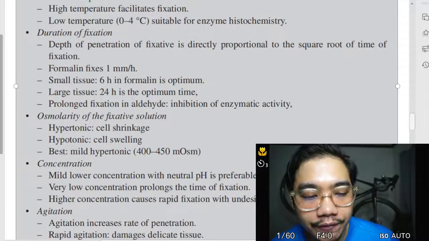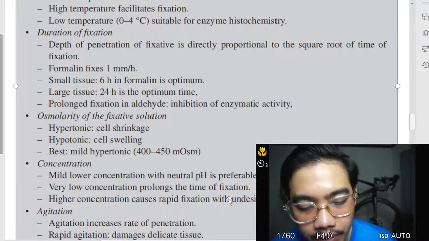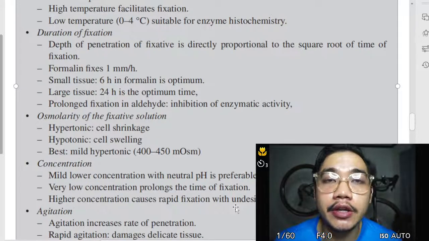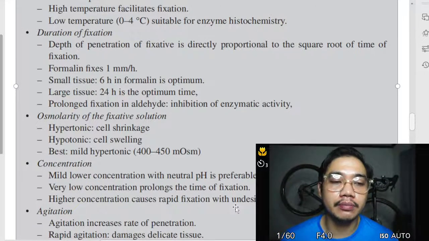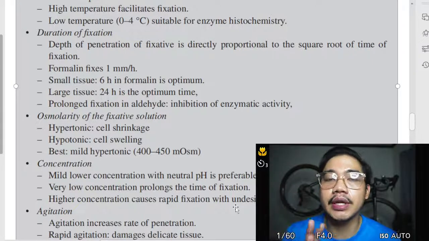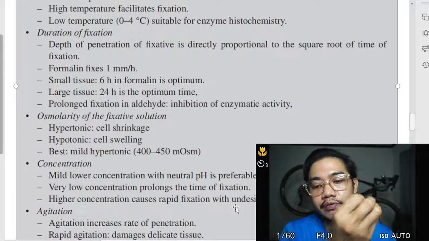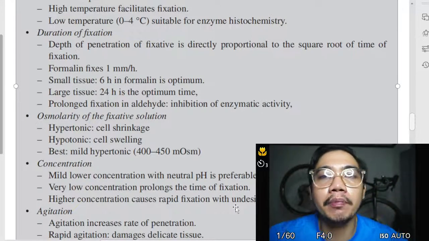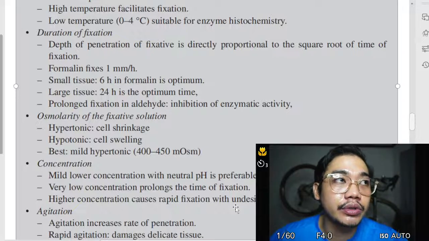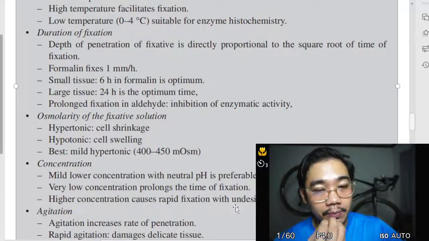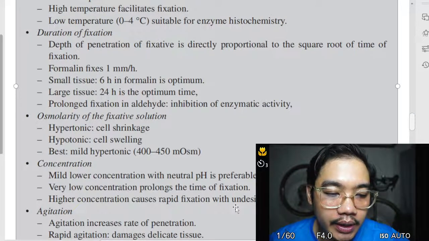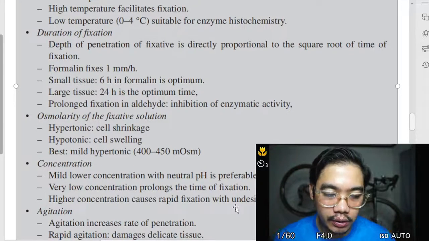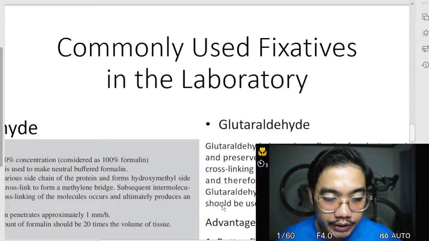But what happens if very high concentration with undesirable effect? What happens is dili siya evenly ma-fixate, meaning since daghan kayo sila, ma-saturate nila dayon yung outer portion sa tissue, especially if it's a big tissue. Ang sagawas lang ang na-fix, ang susulod, hilaw pa, wala pa na-marinate, no? So dapat na-adjust siya sa tamang timpla para igo-igo iyahang penetration. So, agitation.